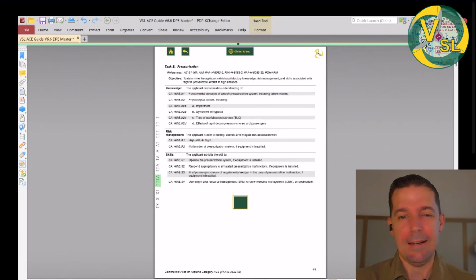So that's that equipment if installed statement. If you haven't noticed in the ACS, that's pretty important. If you're in an aircraft that has that installed, you definitely want to know how to use it. If you're in an aircraft that doesn't have it, not that you don't have to worry about it at all, I'd still encourage you to have a working knowledge, but it's not going to be asked on the check ride.